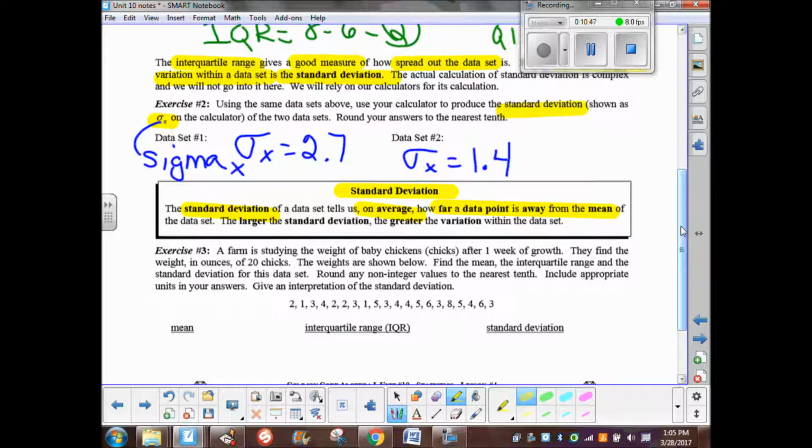It's like I'm the author of this, and I'm clearly not. The larger the standard deviation, the greater the variation within the data set, and vice versa.